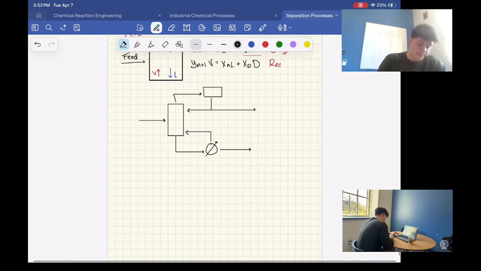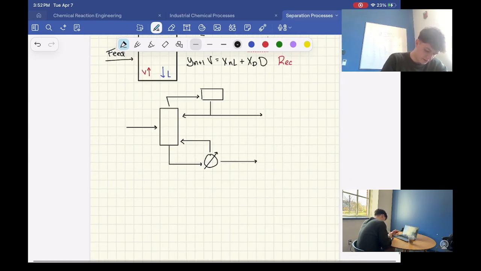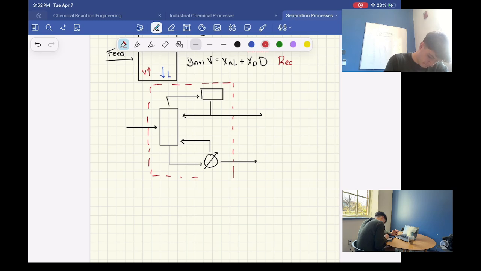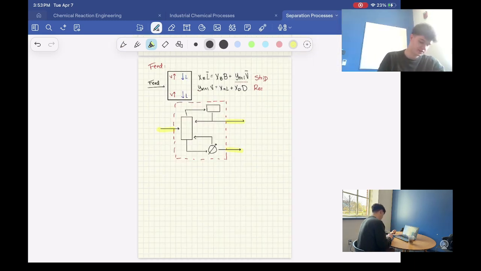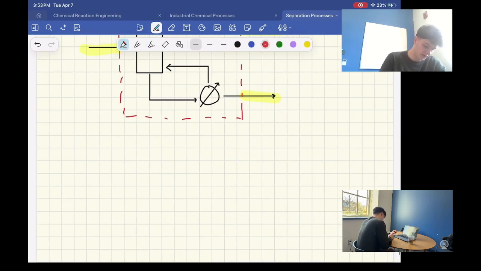So now, if you draw your dotted line around this to create your system, I don't want to deal with any of the condensers. Okay, so when you look at this, you realize I only have my 2 streams going out and 1 stream going in. And so now that we created this system, we're able to actually get another equation.